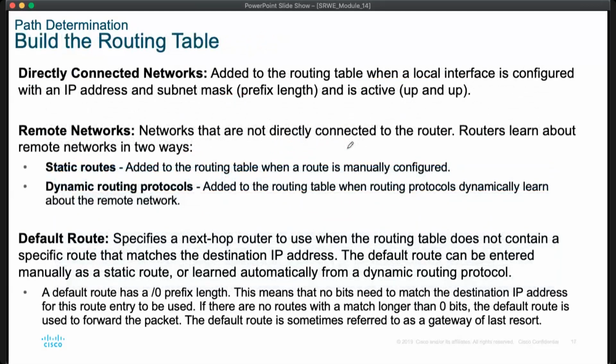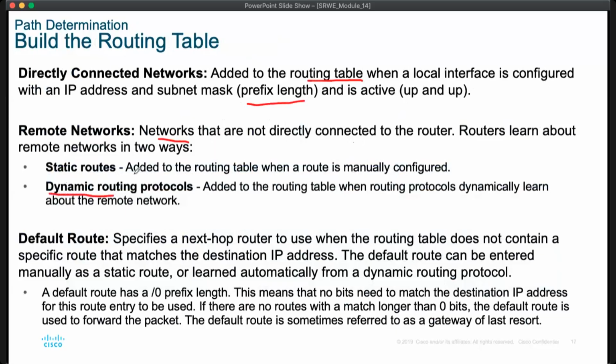Build the routing table. Directly connected networks are added to the routing table when a local interface is configured with an IP address and subnet mask, which is the prefix length, and is active, up and up. Remote networks are networks that are not directly connected to the router. A router learns about remote networks in two ways: first, static routes, and second, dynamic routing protocols.